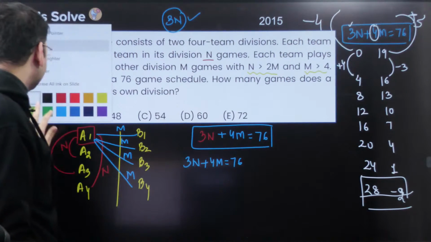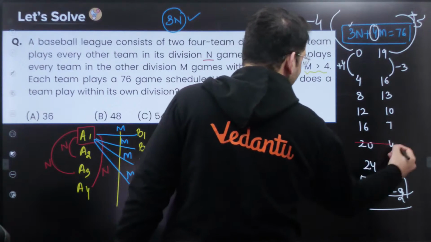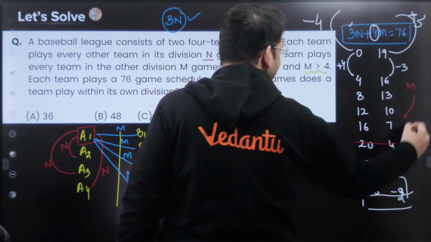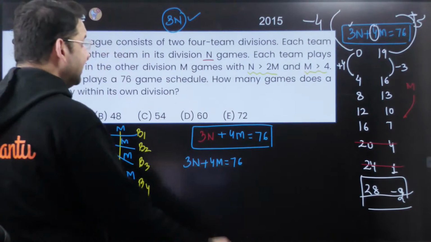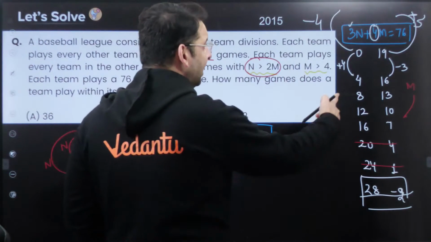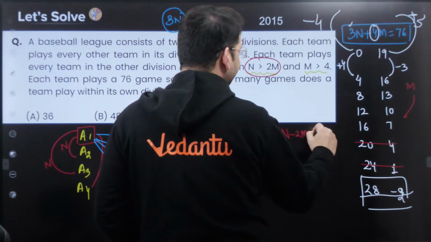Now let us see our conditions. Our condition is that the value of m should be greater than 4. So again these two are gone, because these are the values of m. m has to be greater than 4, so these are the two solutions which are gone. The second condition is n should be greater than twice of m. n should be greater than twice of m. So here basically n minus 2m should be positive.